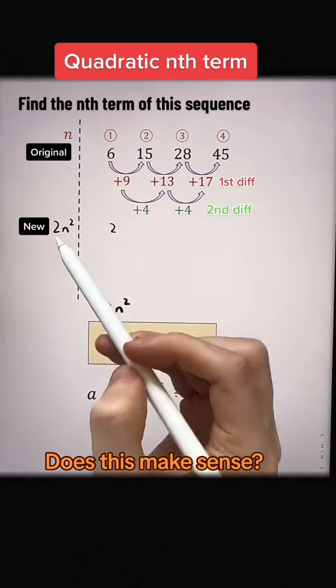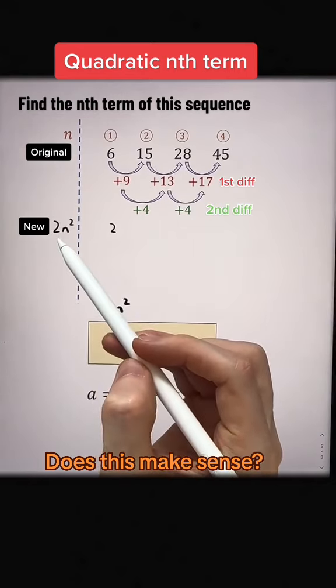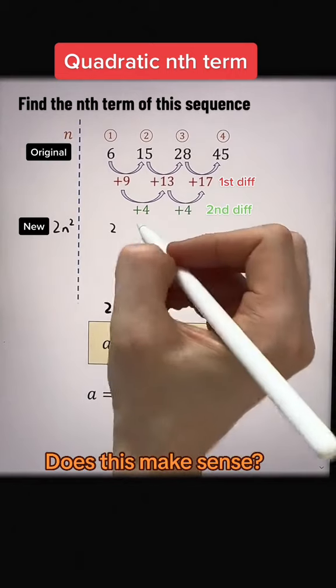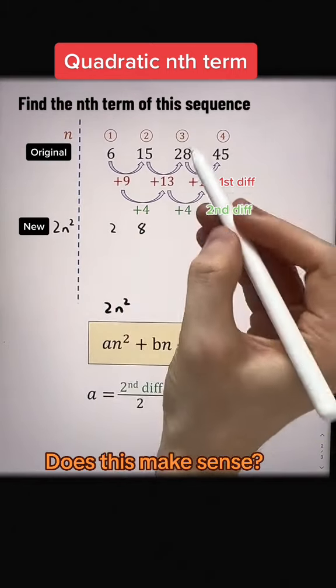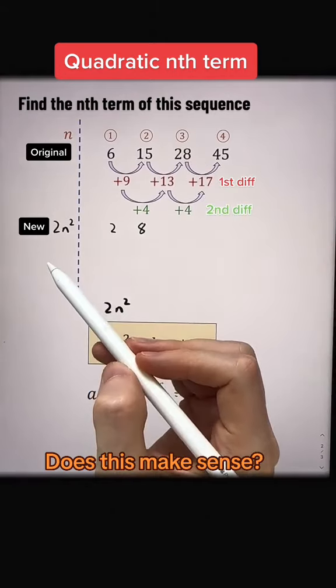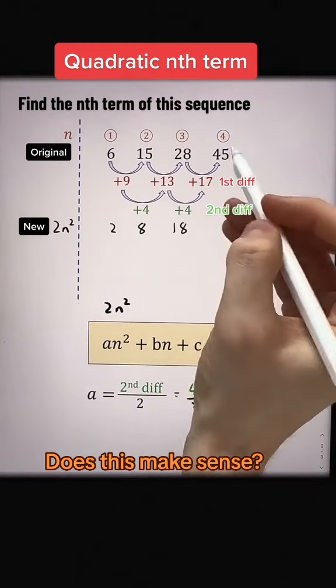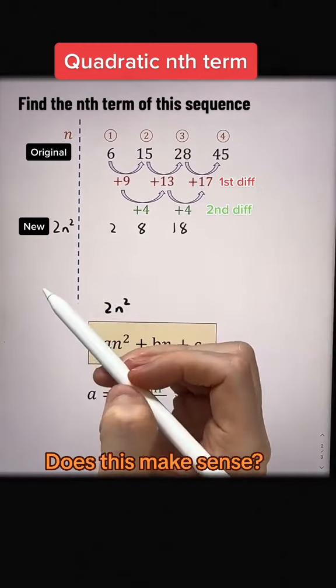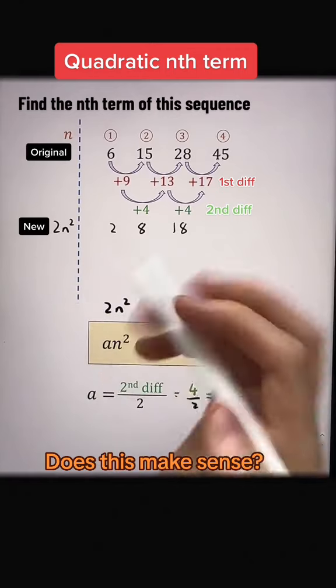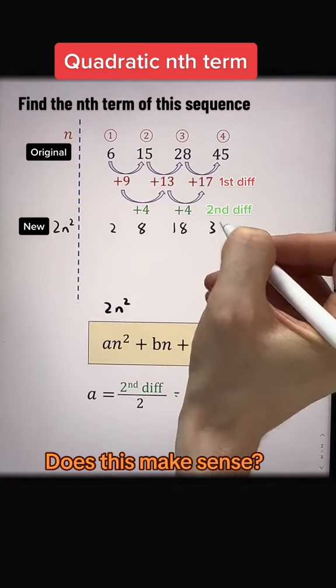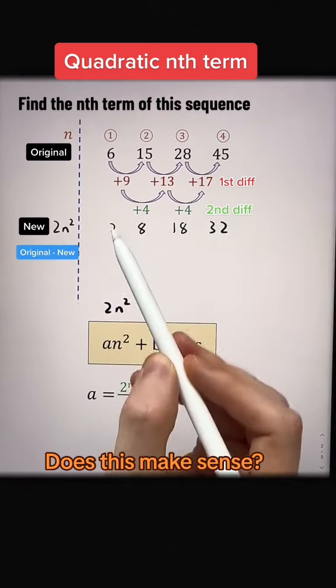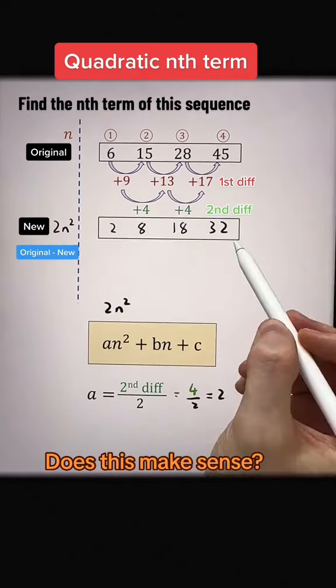If n is 2, well, n squared will become 2 squared, and 2 squared is 4, and 4 times the 2 outside will give us 8. If n is 3, well, therefore, 3 squared will give us 9, and times by the 2 outside will give us 18. And if n is 4, 4 squared will give us 16, and 16 times 2 outside will give us 32. I now subtract my original sequence from my new sequence.